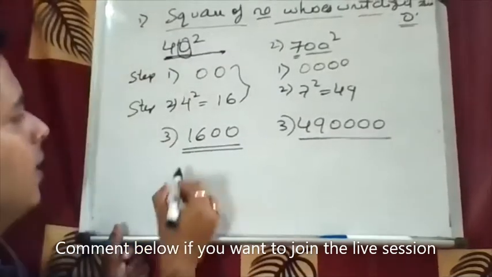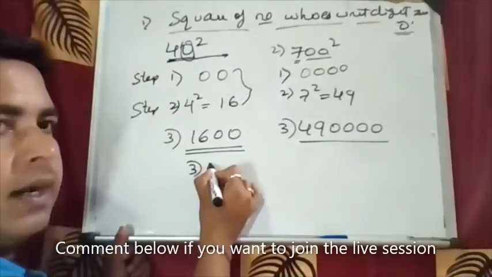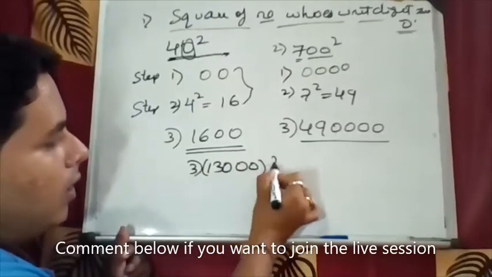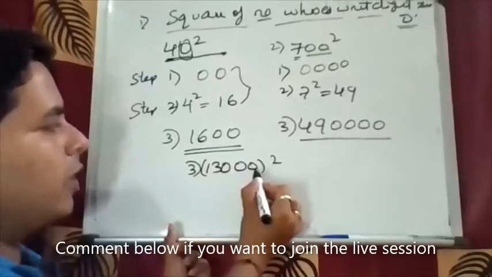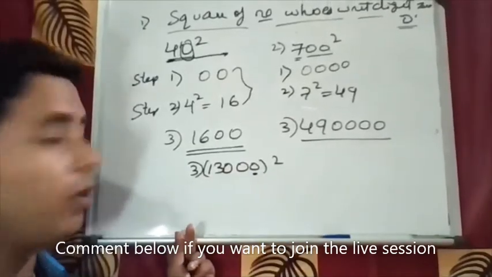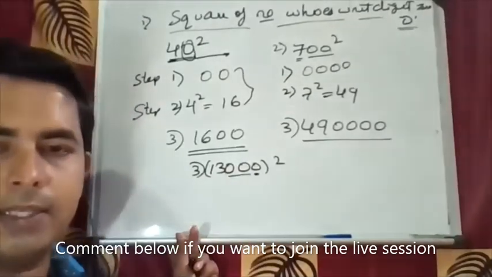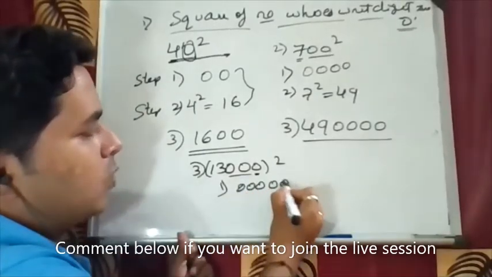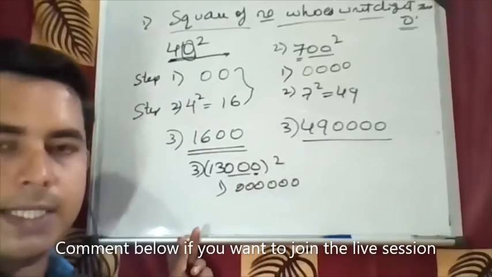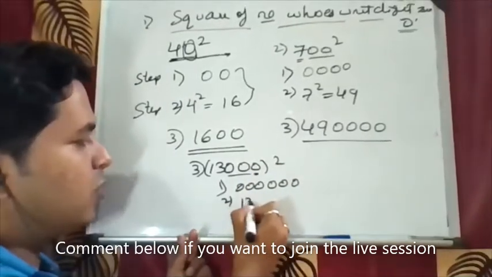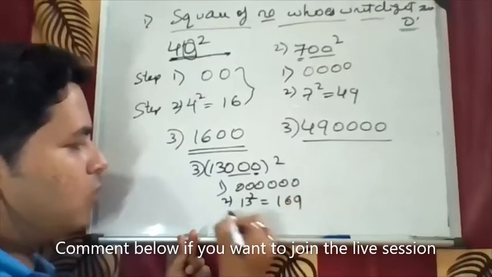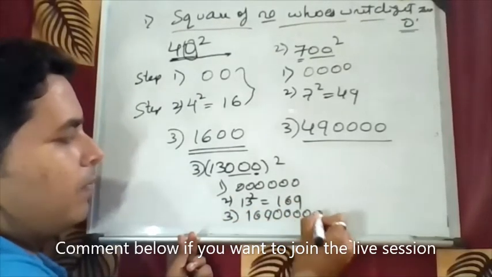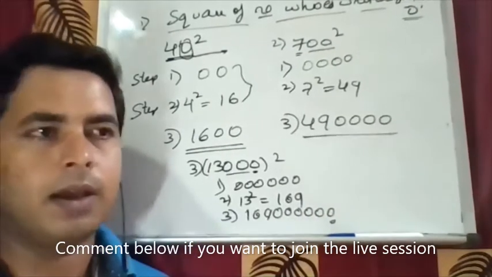And similarly, one more example. I want to find out 13,000 square. Okay, so the unit digit is again 0. So count how many total zeros are there. 3 zeros at the end. So the first step is to make a double. So here it becomes 6 zeros, and second, 13 square is what? 169. So combine these values, 169 and 6 zeros. Okay, so this is your answer.